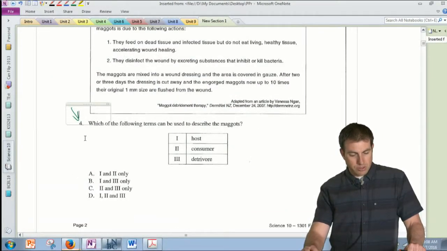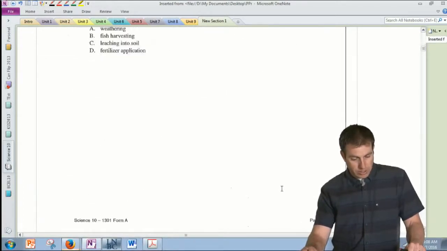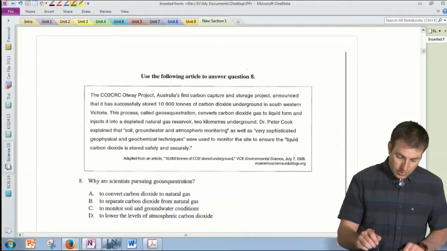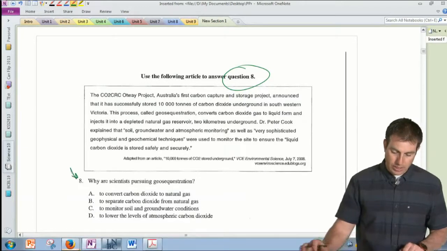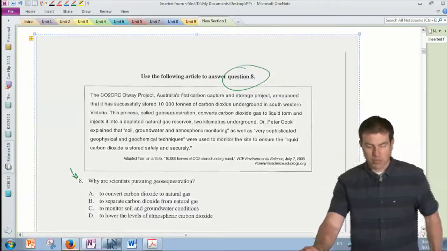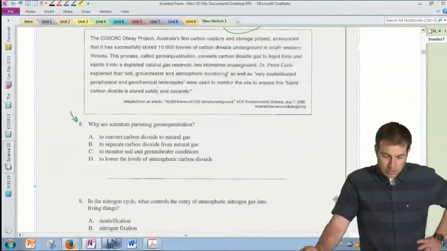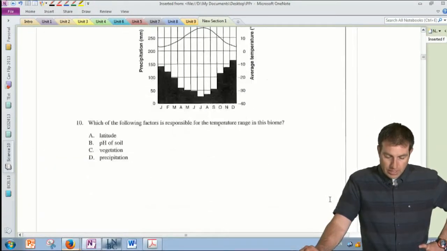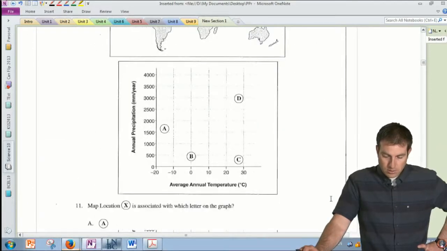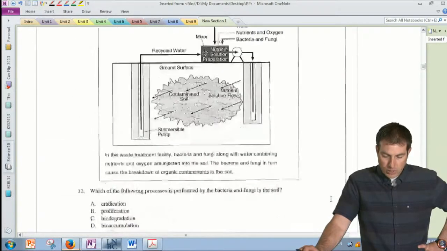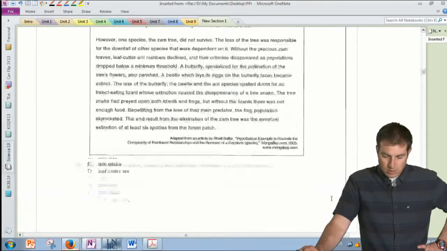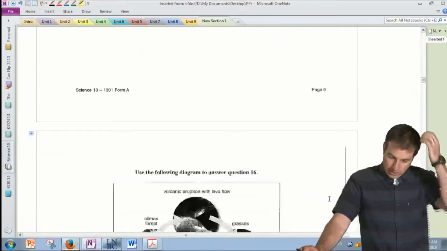This is a tricky-ish question, not terribly bad. I'm not going to read through it right now, but I'm going to skip ahead and show you a little bit more of the test. Use the question to answer number 8, again reading comprehension. I will go through the answers to this test eventually. We just don't have enough time. Again, chromatograph, talking about biomes. Number 12 was tricky as well. Lots of reading stuff on this test.